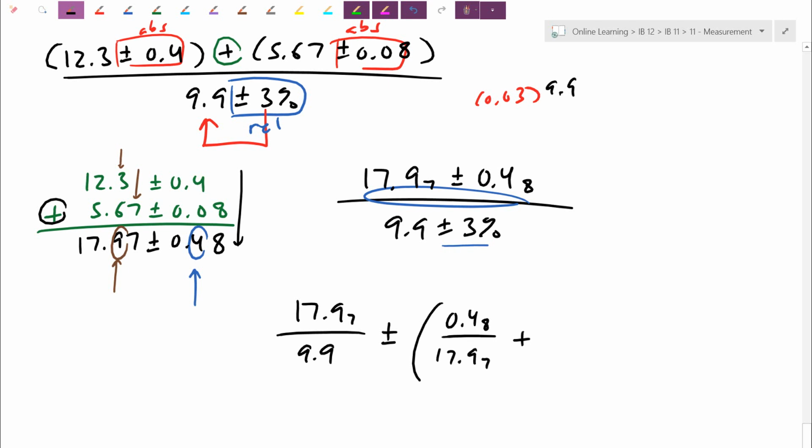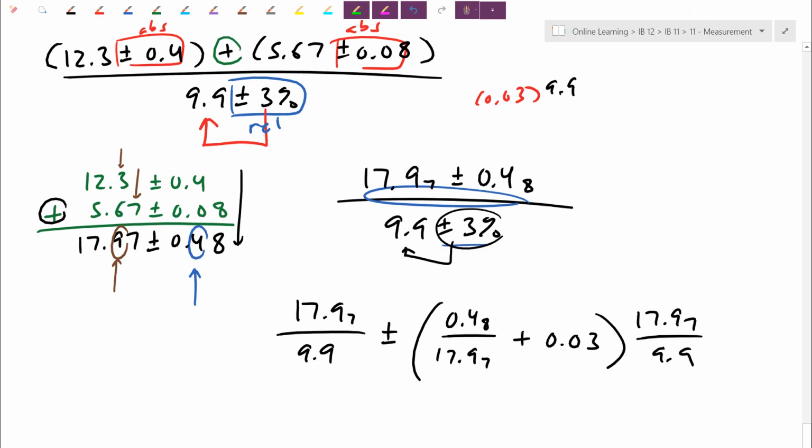And then add, in this case here, remember, the absolute error was going to be 3% on 9.9. In this case here, I'm just writing the relative error. I can write this relative error directly as 0.03. Again, I want to scale it back into absolute, so times 17.97 divided by 9.9.